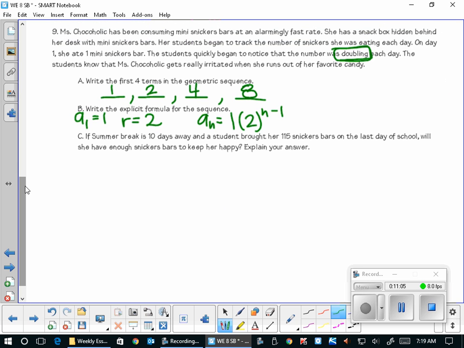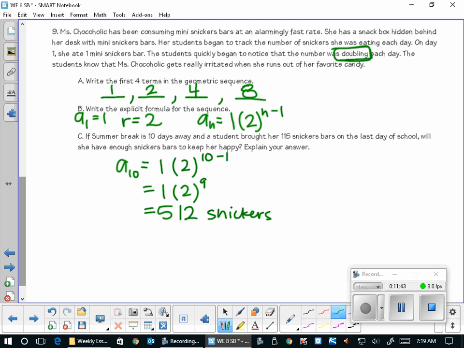So we want to find the 10th term because that's going to tell us how many Snicker bars she's eating on that last day. We want to know if 115 is enough. So we have 1 times 2 to the 10 minus 1, which is 1 times 2 to the 9th. So plug it into your calculator, and I get 512. Oh my goodness. So if Miss Chocoholic was going to continue to be happy on that 10th day before summer break, she would need 512 Snickers.